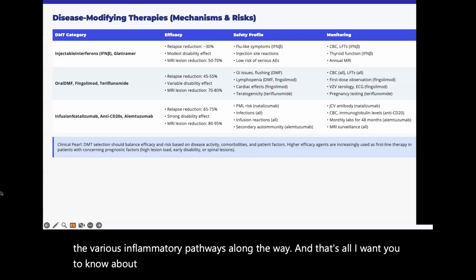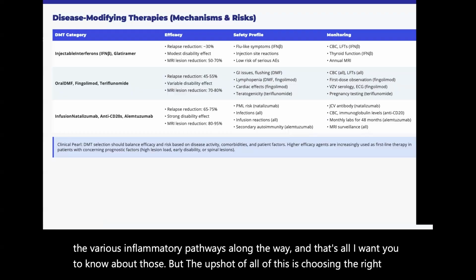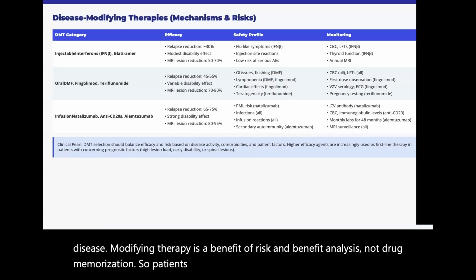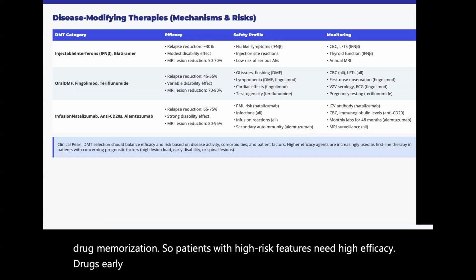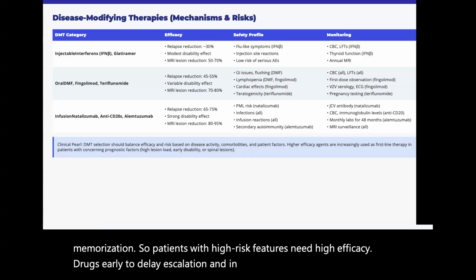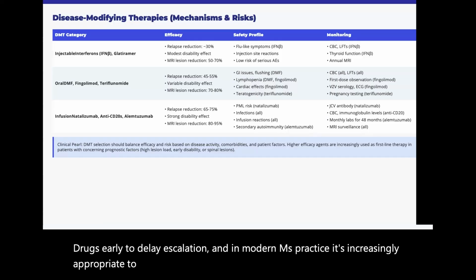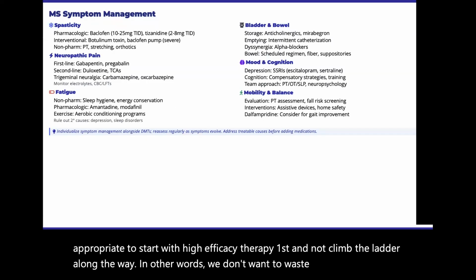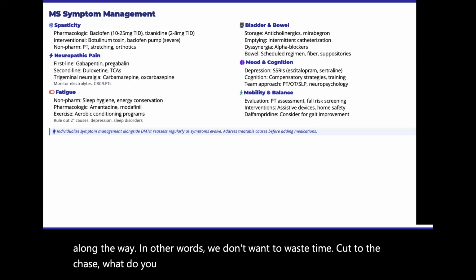But the upshot of all of this is that choosing the right disease-modifying therapy is a risk and benefit analysis, not drug memorization. Patients with high-risk features need high-efficacy drugs early to delay escalation. In modern MS practice, it's increasingly appropriate to start with high-efficacy therapy first and not climb the ladder along the way. In other words, we don't want to waste time. Cut to the chase. What do you have? So let's look at some of these disease-modifying drugs and how they handle the inflammation.